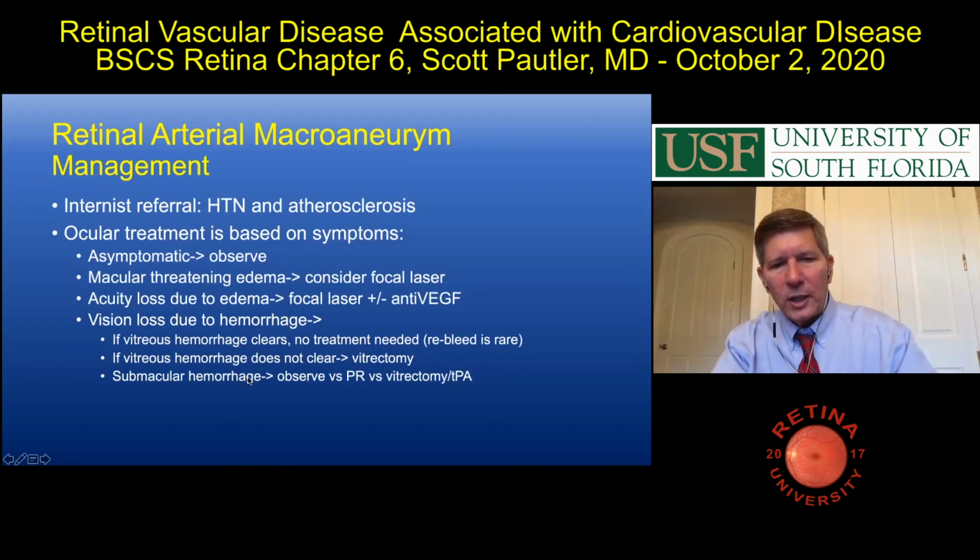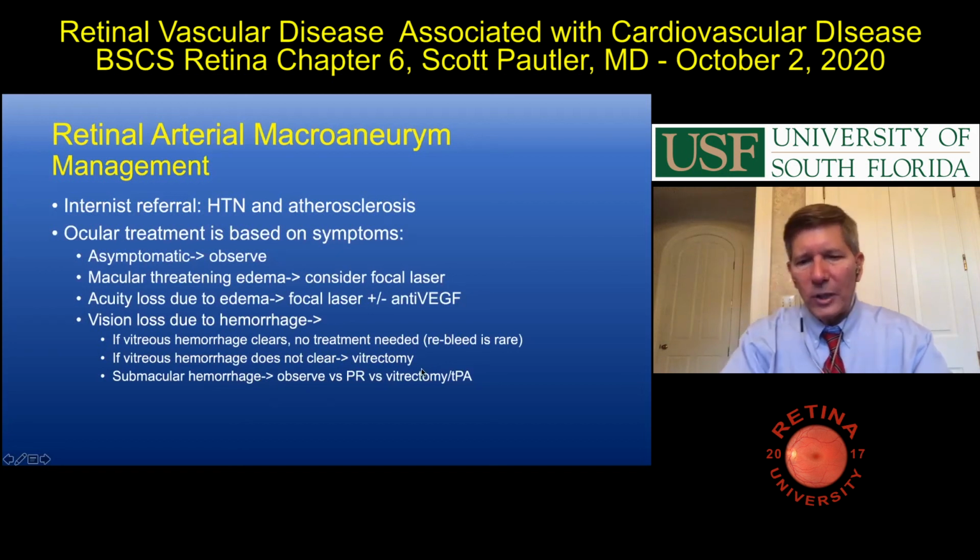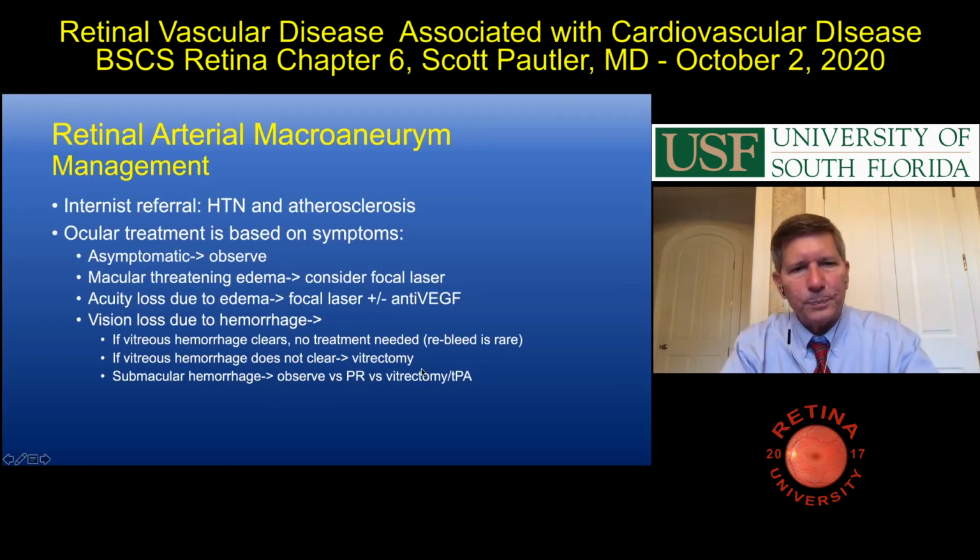Submacular hemorrhage can be a real problem, and I don't think there's a really good answer for that. You can observe them. I suppose some people might give anti-VEGF until the hemorrhage clears. You could try pneumatic displacement, vitrectomy with TPA. There's no good answer for submacular hemorrhage, I think.